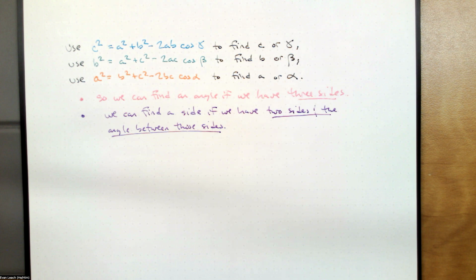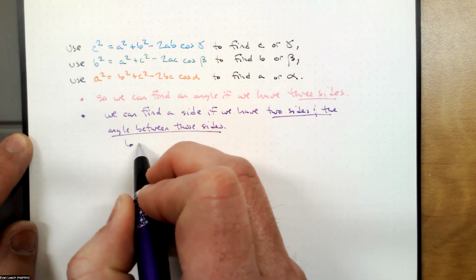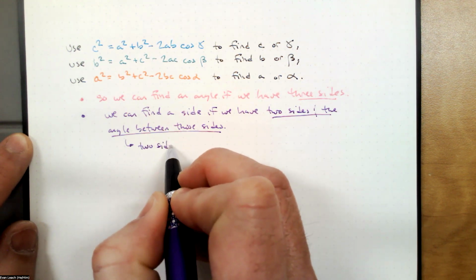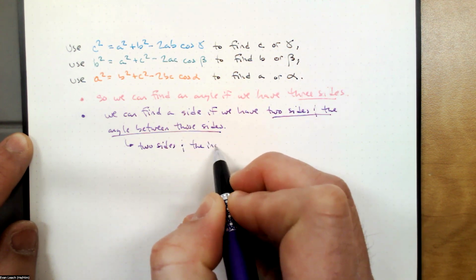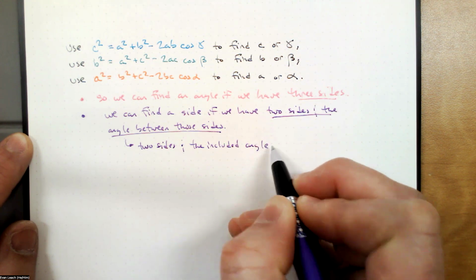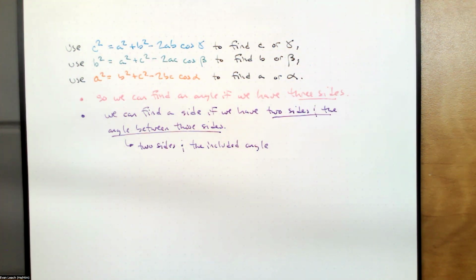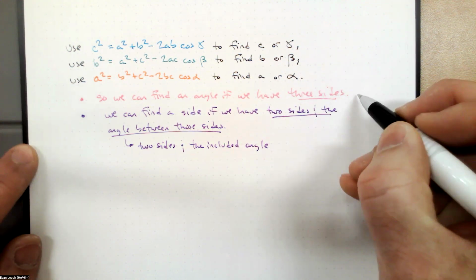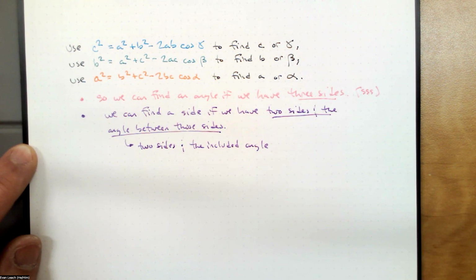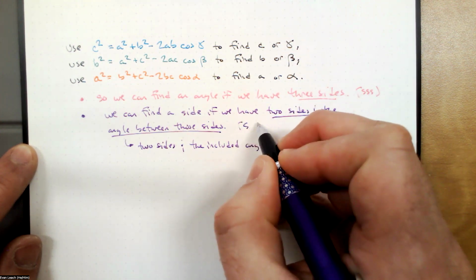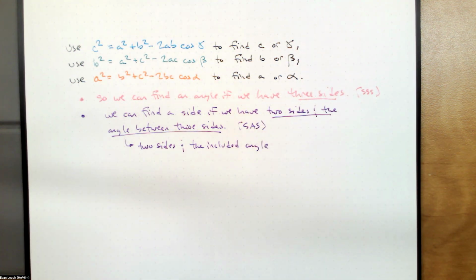When we say the angle between those sides, we might call that the included angle. Two sides and the included angle. We have abbreviations for these two cases, because this is math class and we'll have abbreviations for everything. Three sides we call the SSS case. Two sides and the included angle is two sides and the angle between them, so SAS case.